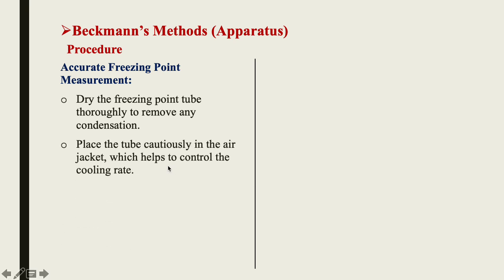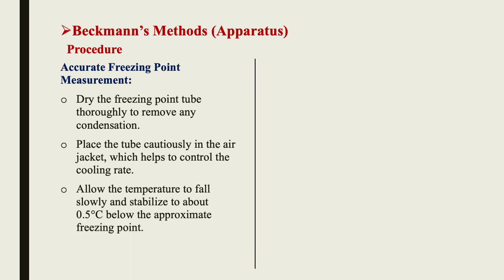Followed by, we will place the tube in the air jacket, which helps to control the cooling rate. Since we have this air jacket, your cooling will be slow and continuous, so you can control the cooling rate, which allows the temperature to fall slowly and stabilize to about 0.5 degrees Celsius below the approximate freezing point.